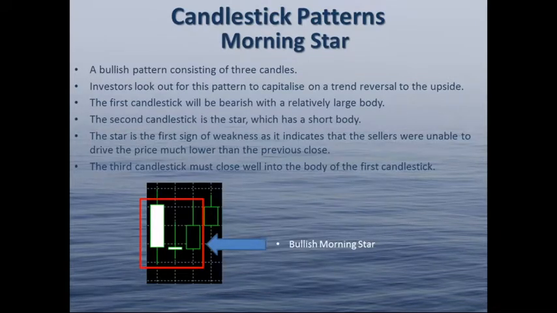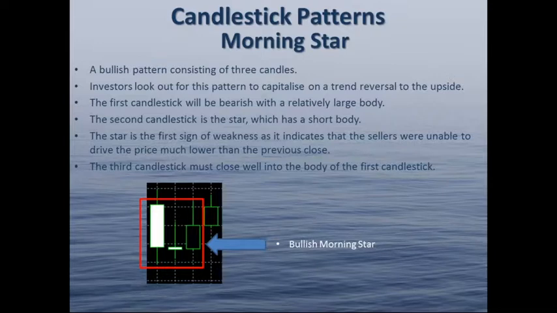The morning star. The morning star is a 3 candlestick pattern viewed as a bullish sign by investors looking to capitalize on a trend reversal to the upside. The first candlestick within the series occurs within a well-defined downtrend, is bearish and has a relatively large body. The second candlestick is the namesake of this pattern, the star, and has a short body. The gap between the bodies of the two candlesticks distinguishes the star from a doji or a spinning top.